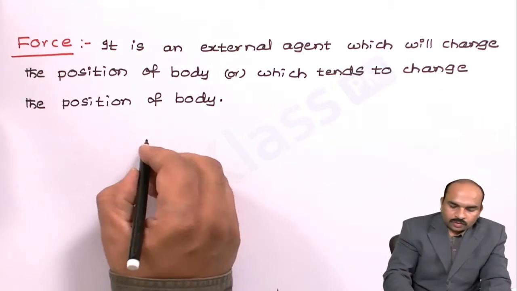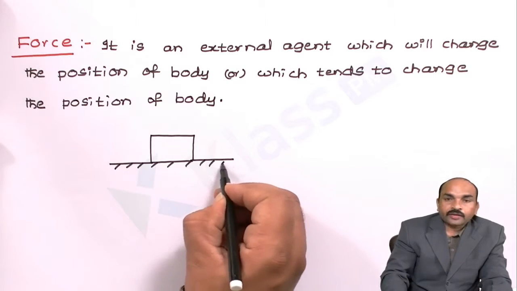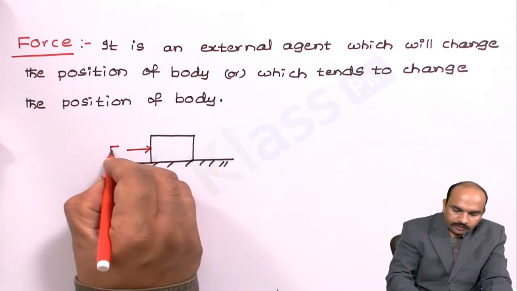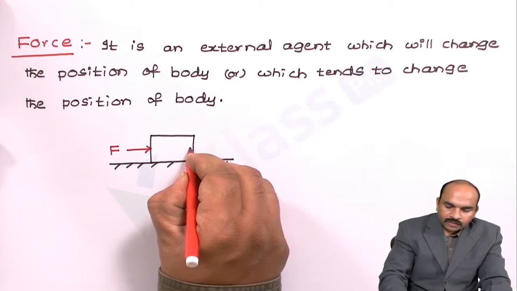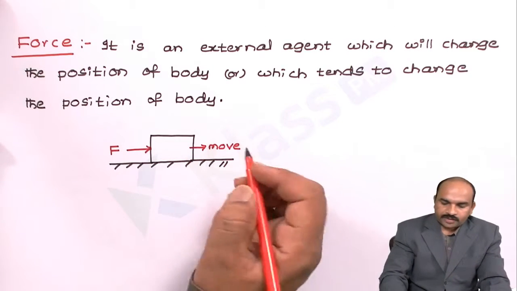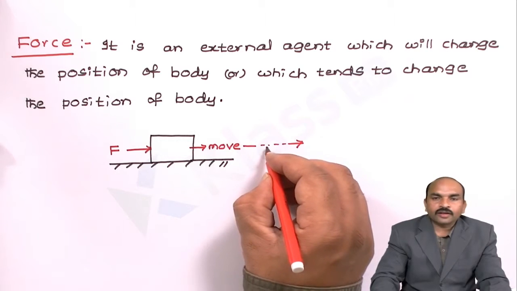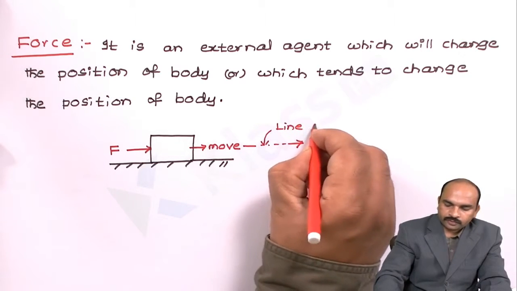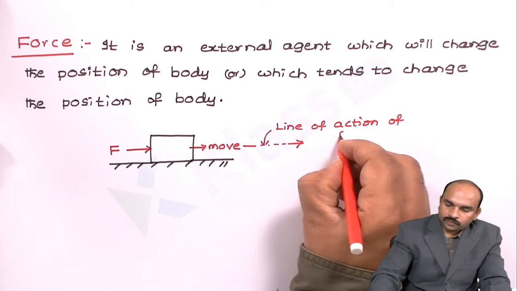So let's take an object which is resting on a fixed surface, let us say. Now when I apply some force, F is a force applied on this object, then this body will try to move in this direction, or it will try to move in this direction. When this body is moving like this, this line we call the line of action of that force. So this is the line of action of force.